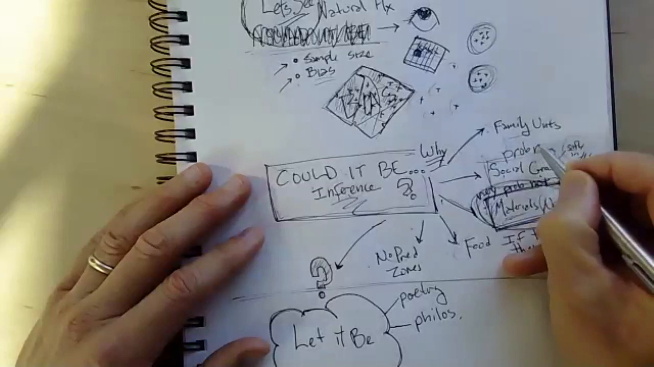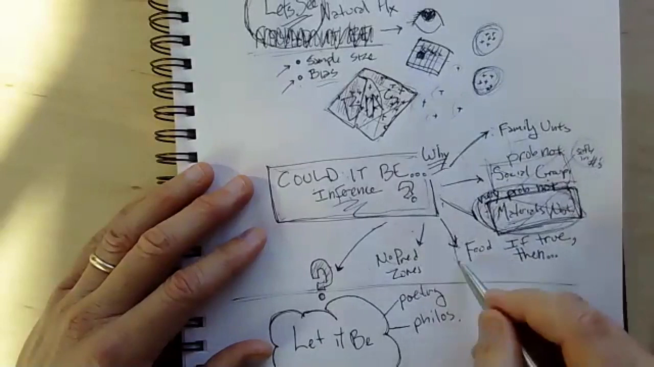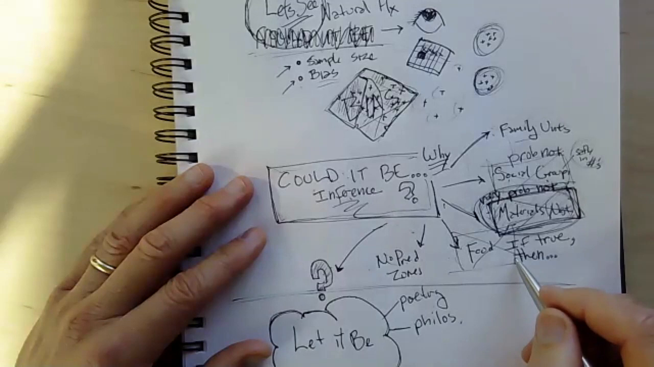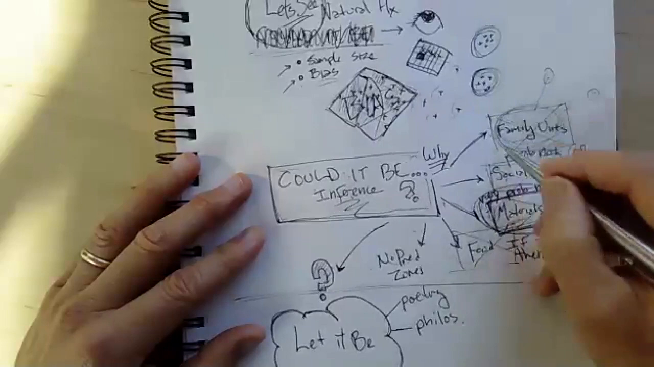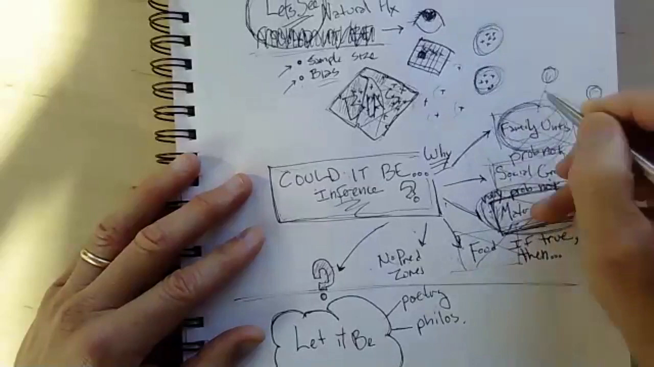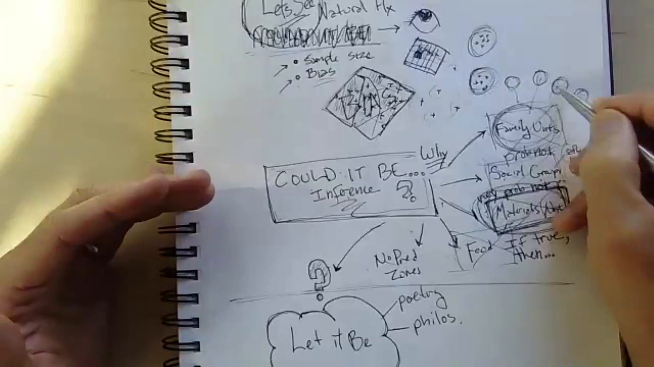Right? So I can say, probably not. I can do the same thing with the food hypothesis and go, oh, probably not that. And I can do the same thing with the family units and go, oh, probably not that. But for each one of these, I'm having to say, if this were true, what predictions would I make? Each one of those predictions gives me experiments or a cluster of observations that would either support or not support that.